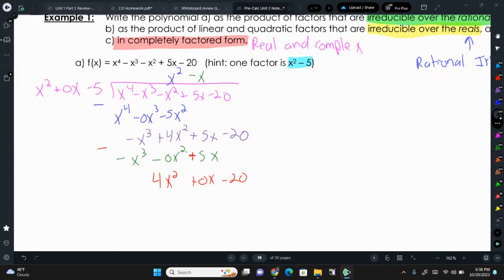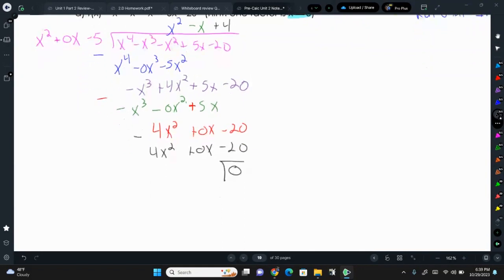And then how many times does x squared go into 4? Positive 4 times. And hopefully this will give us 0 as a remainder. And it does. So that tells us that x squared minus x plus 4 is a factor.